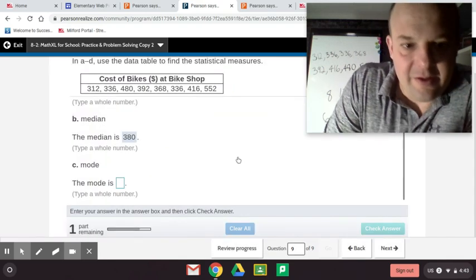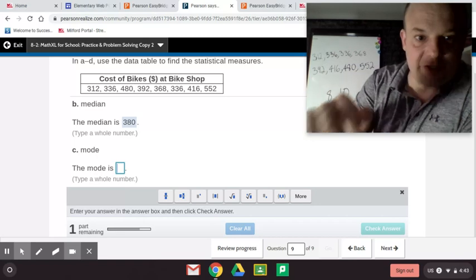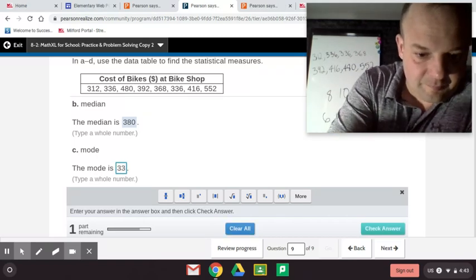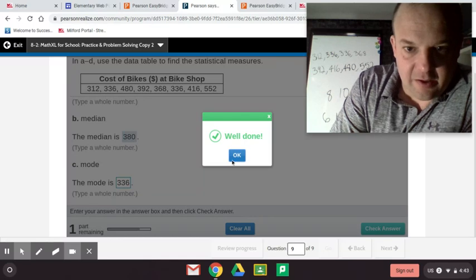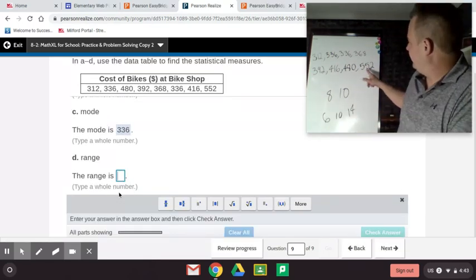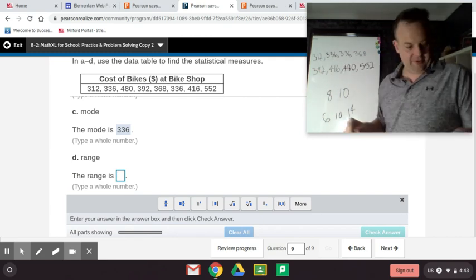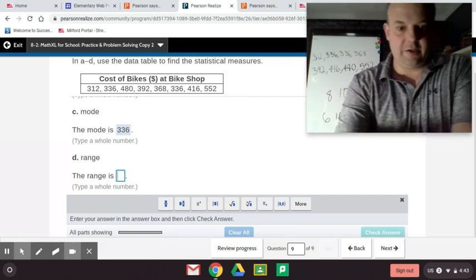Thank goodness. The mode. Okay. 336, we said. All right. The range. Okay. We'll do the range. 552 minus 312. Let's do that. Maximum minus the minimum. 240.